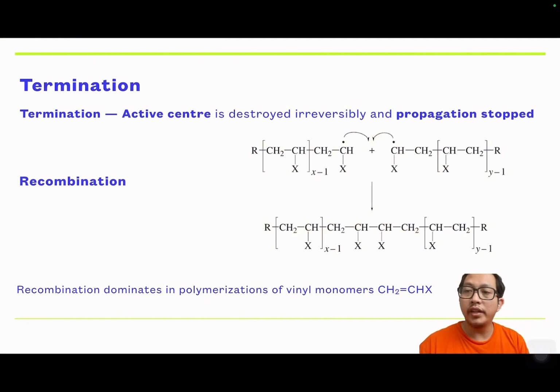How to remove the radicals: we have the first method we call the recombinations, which basically, if you see the picture, the radicals are going to combine, which means that they are going to form a bond together, and thus it will stop the polymerizations. In the final monomers, recombination will be dominant. For the CC double bond CC, it will be dominant.